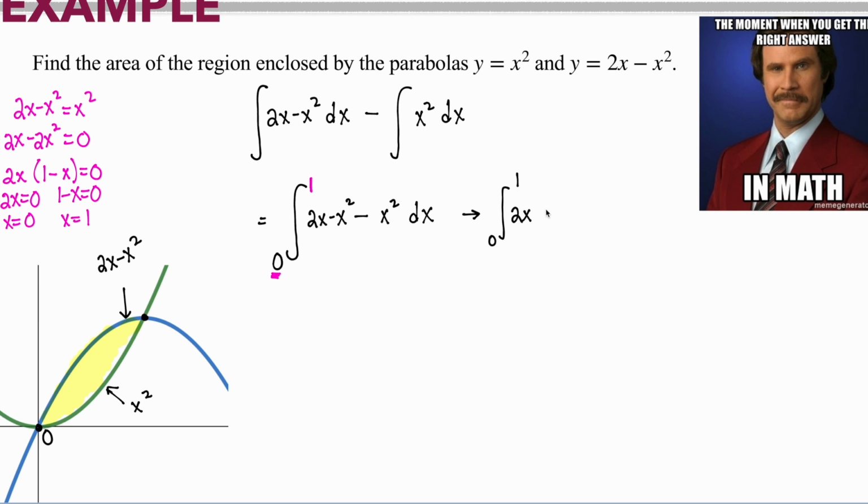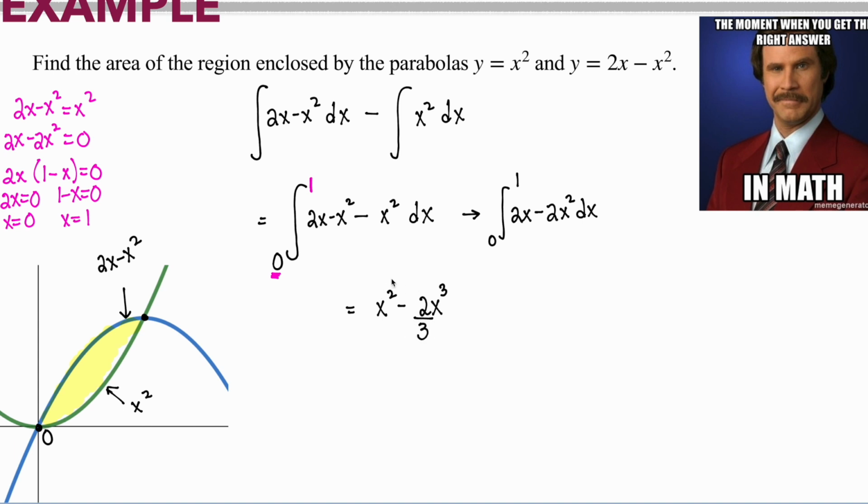Negative x squared minus x squared gives me a negative 2x squared. Now I'm going to take the integral. 2x is going to turn into x squared, because an x turns to x squared, but I have to offset this by making it a 1/2. But there was a 2 in front, so 2 and 1/2 cancel each other, leaving me just x squared. Now the x squared becomes x cubed. There was a 2 in front, but I have to offset the 3 by dividing by 3.